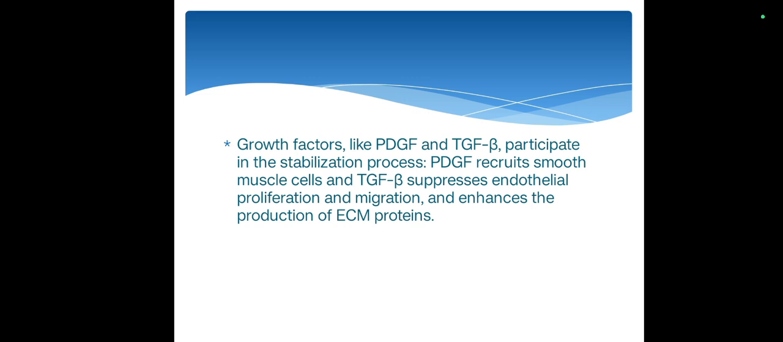They participate in the stabilization process. Platelet-derived growth factor recruits smooth muscle cells, and transforming growth factor beta suppresses endothelial proliferation and migration, thus enhancing the production of extracellular matrix proteins.